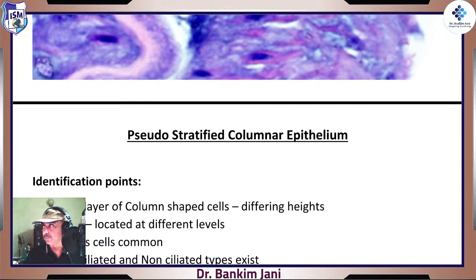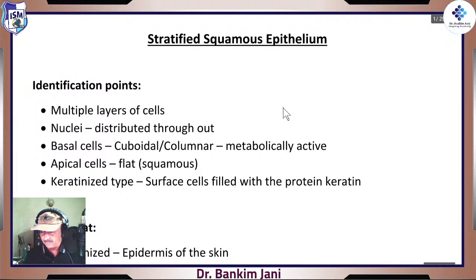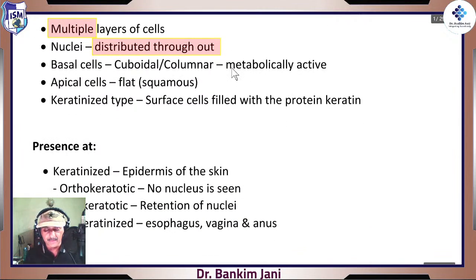Now is the time to see stratified squamous. So, long awaited, our stratified squamous, where we'll be watching multiple layers. That's the new keyword which has come up, multiple layers. Nuclei will be distributed throughout, obviously, because for every cell there is a nucleus, right? So they will be distributed throughout. Basal cells are cuboidal, columnar, metabolically active, and the apical cells are flat, squamous, keratinized type. Don't worry about it, we'll just see it.